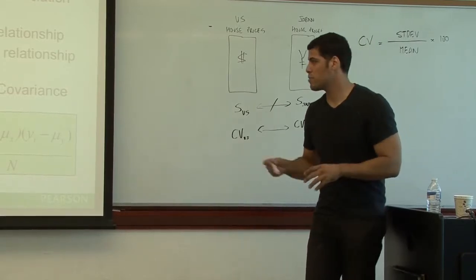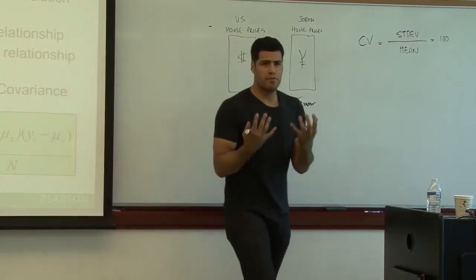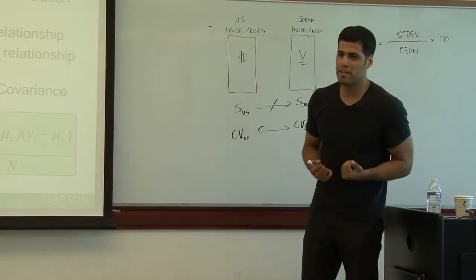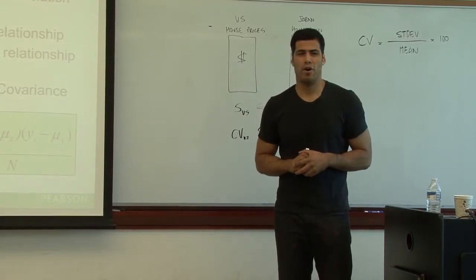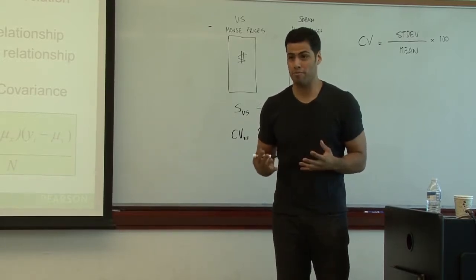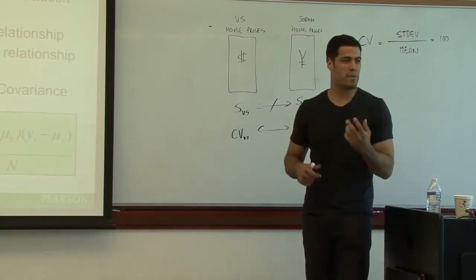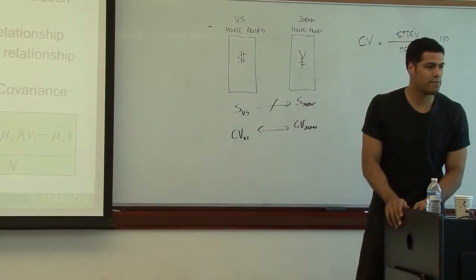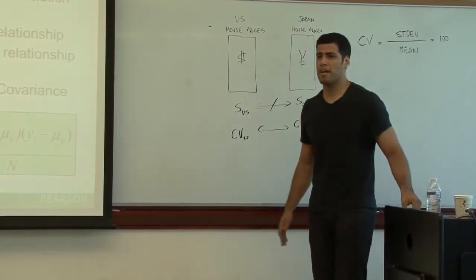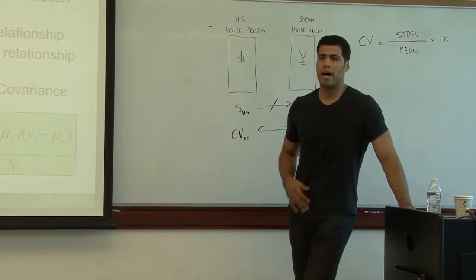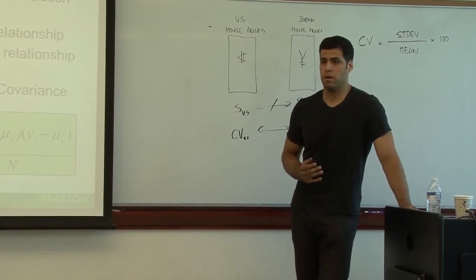Okay, so let's look at how that translates into the covariance. 2 variables that have a positive relationship, that means that they move together, right? Are going to have a covariance that is going to be greater than 0, positive covariance. 2 variables that move in opposite directions are going to have a negative value for the covariance. And 2 variables that have no relationship are going to have a 0 covariance. How is that?